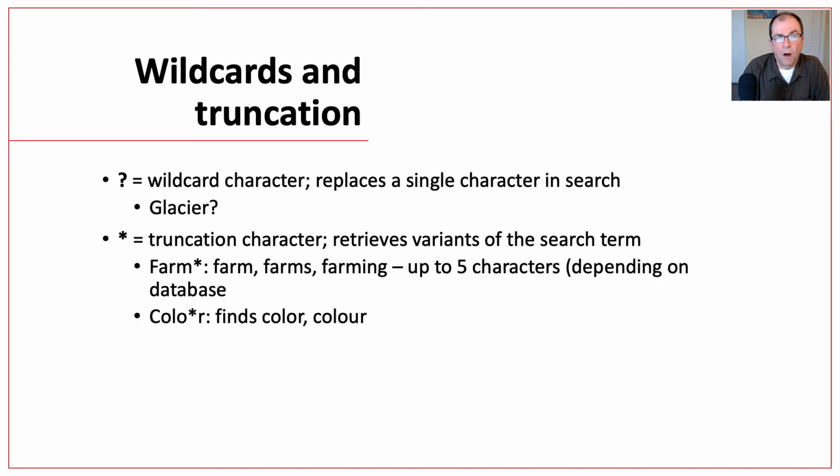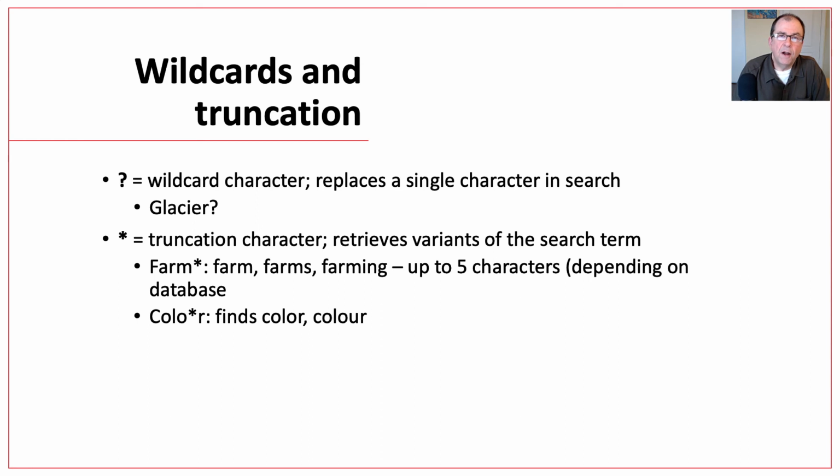The other character is the truncation character, which is a star. It will retrieve variants of a particular term. So in the example, farm with a star retrieves farm, farms, farming, up to 5 characters depending on the database. Some will retrieve more than 5 at the end of the word. So this can get quite powerful, but you want to be careful that you don't type in FA star. That would retrieve many word variants that you're likely not interested in.